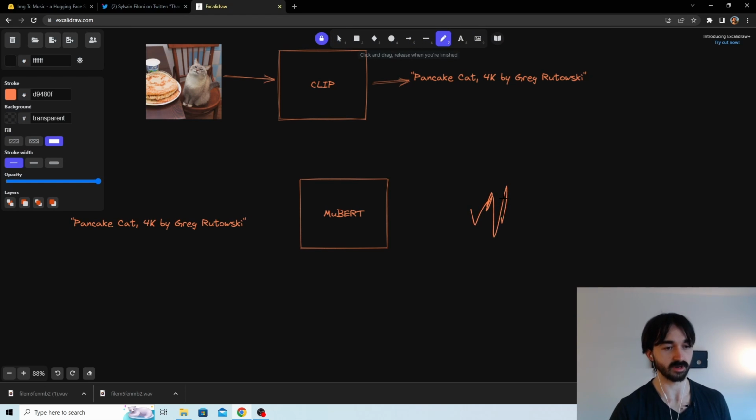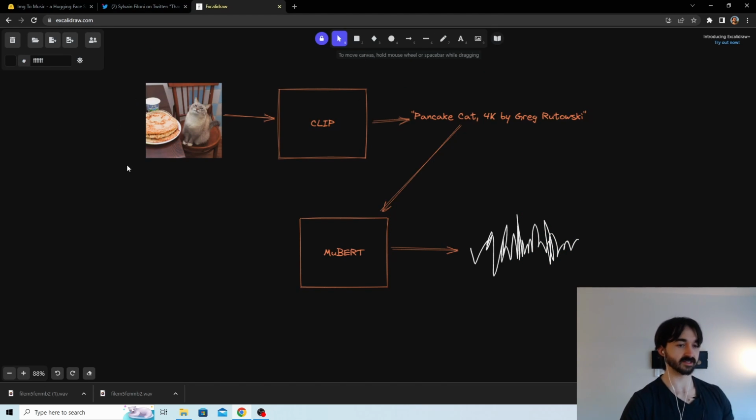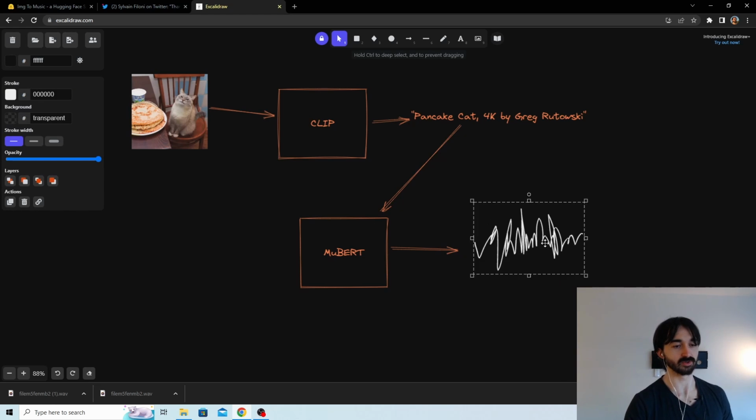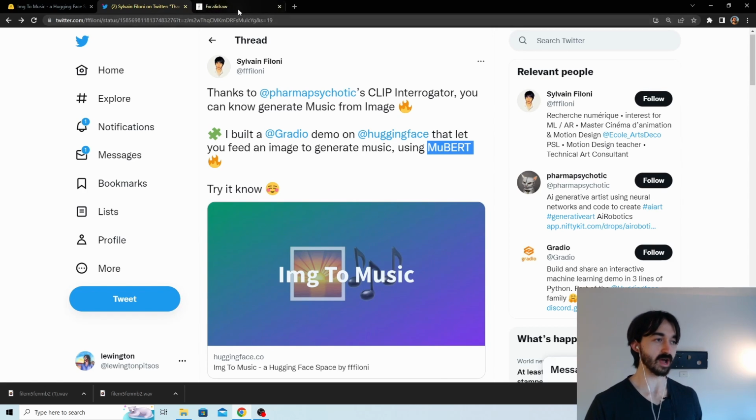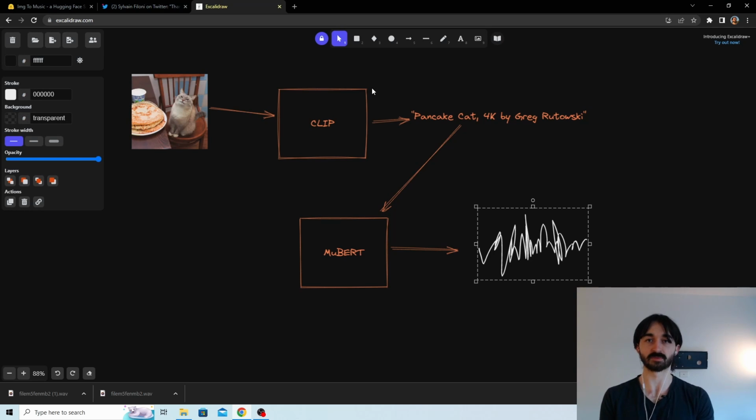It's just some nice, lovely audio waveform there. Okay, and so that's what's going on. You give it the cat, it goes through these two, and you get your nice audio at the end of it. So this is what we would call an image to audio algorithm. That's an accurate description of this process.